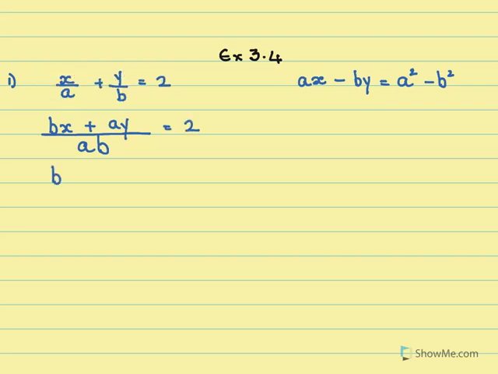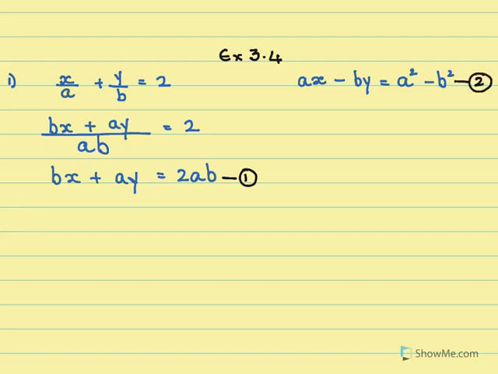Now we'll cross multiply bx plus ay. This ab, we take it on the other side and it becomes 2ab. We'll now call this equation 1. In this equation, there was no denominator, so we did not have to find the LCM. We'll call this equation 2.